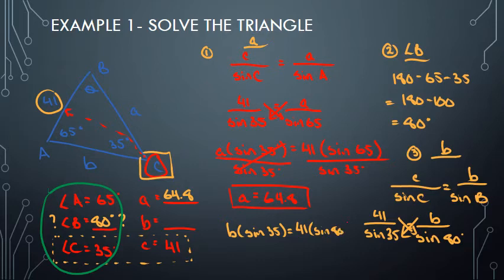Oh man, we're getting tight. Divide by sine 35. B equals... I'm pausing to do the calculation is what I'm really trying to say to you. 70.1, so I have 70.4, sorry. 70.4. Okay, that's all we have to do in there.